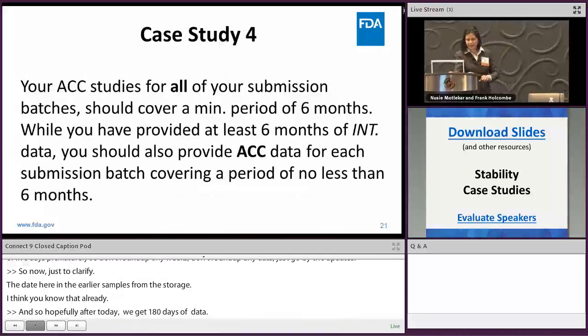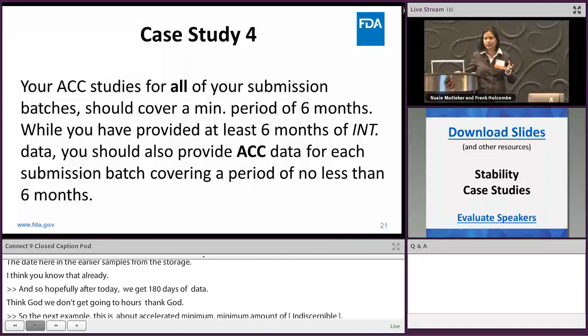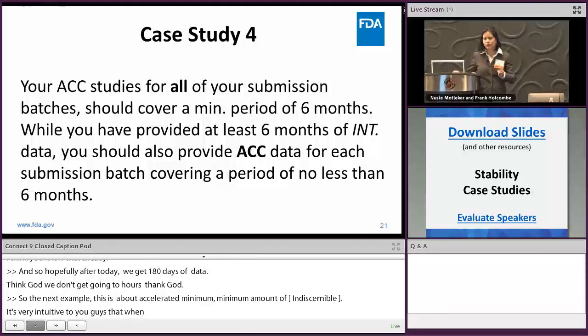So the next example I have for you is about the minimum amount of accelerated stability data. So, it's very intuitive to you guys that when you see a significant change or failure in your accelerated stability data at any time point, you decide to stop the studies because you want to conserve resources and time, and you just want to switch over to the intermediate stability data, right? But that's where some companies end up getting an RTR.